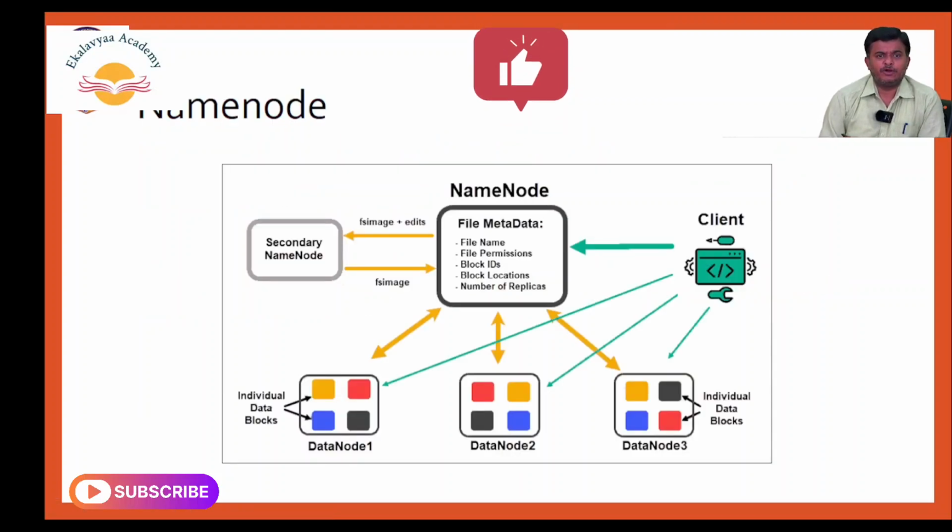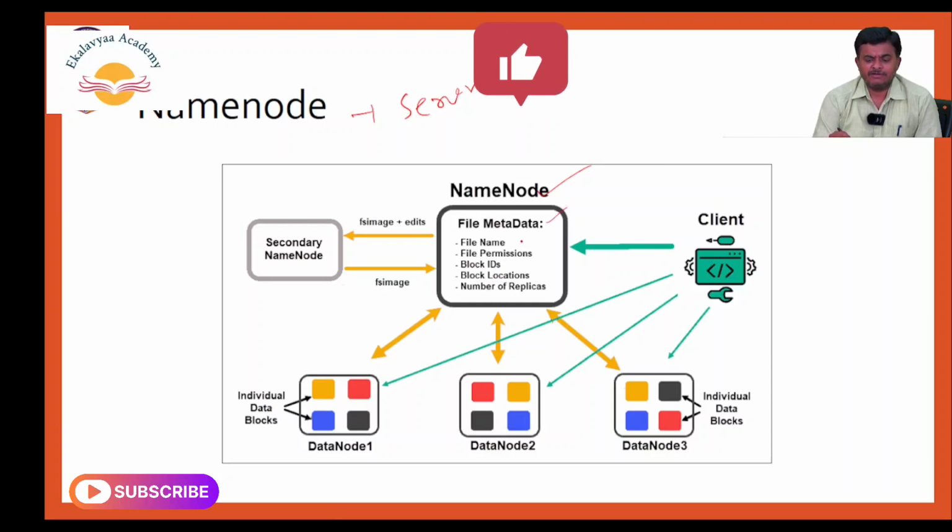So this is the name node, which we will call a server. This is the name node, which contains some information: file name, file permissions, block IDs, block locations, and number of replicas. Whenever a client requests some data, it will be forwarded to the name node, which has the metadata of the data available in the HDFS system.